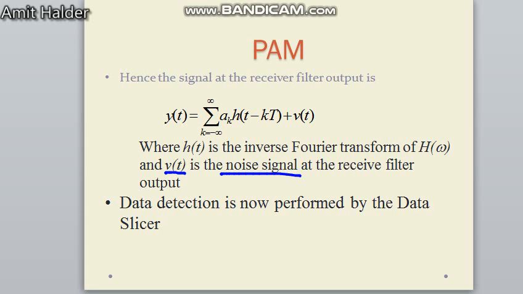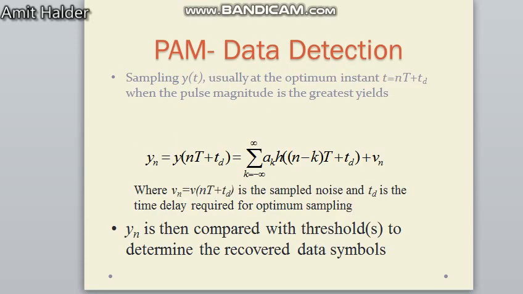So that's at the receiver filter. Data detection is now performed by the data slicer. So the data slicer is there, and we can find the data detection from it. The signal at the receiver filter output is like that: that is the noise signal and that is the signal output. We have to unmask this and get the output, right? Okay, so how can you get it? Just the reverse process of the previous one. So that's the data detection process.